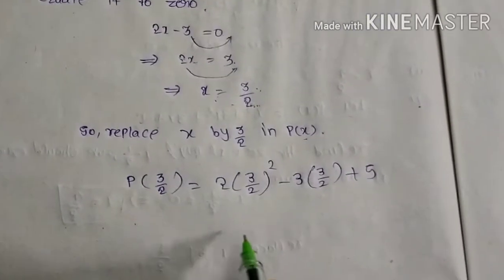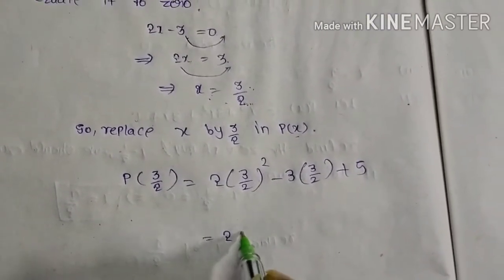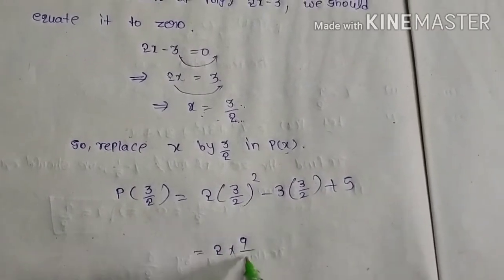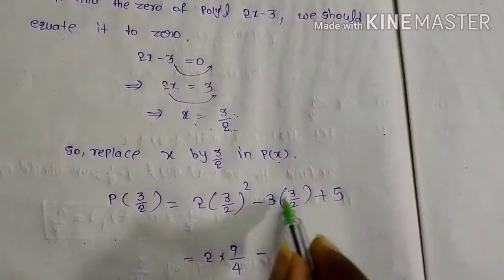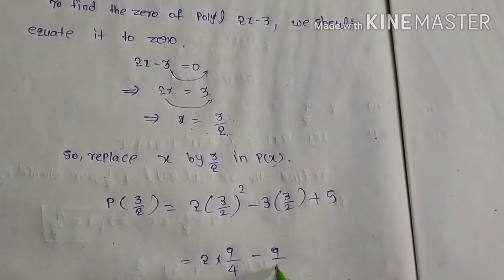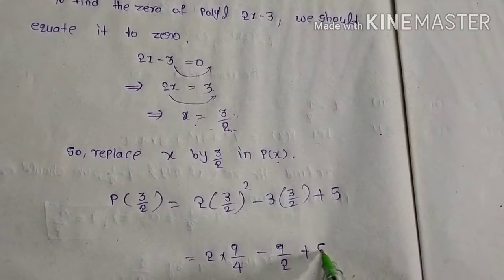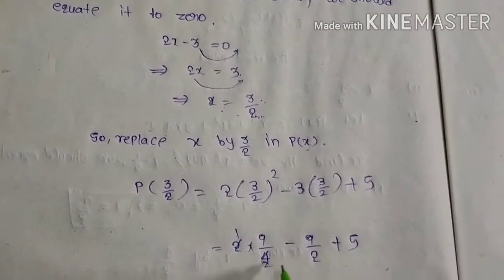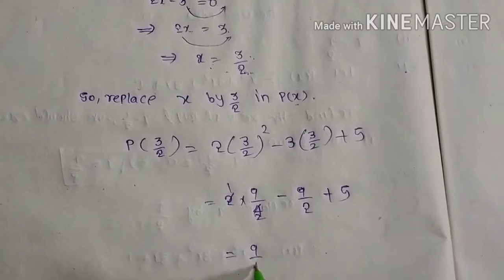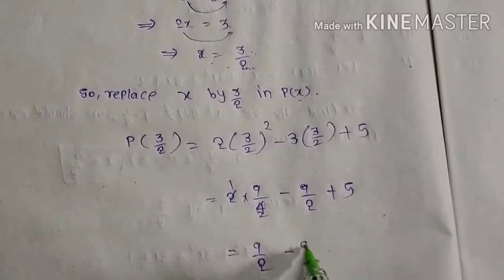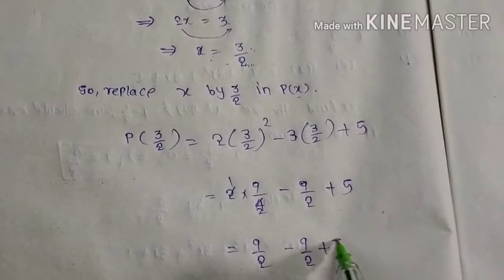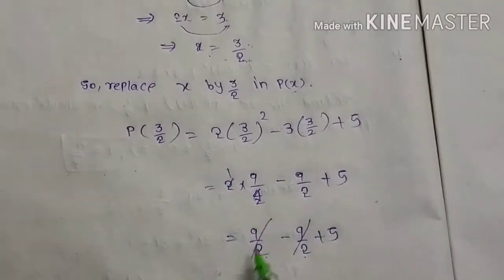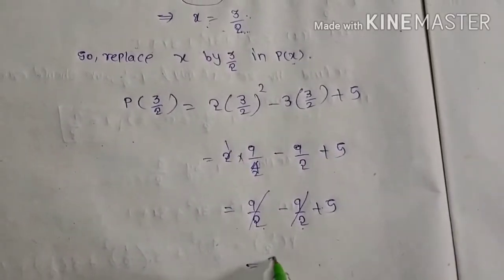See here you can see clearly. See here 2 into 3 square is how much? 3 square is 9. 2 square is how much? 4 only. Minus 3 into 3, 9 by 2, plus 5. Is it okay? Now you can see here 2 ones are 2, 2 twos are 4. That means you can see here 9 by 2 minus 9 by 2 plus 5. 9 by 2, this is minus 9 by 2. That means both will be cancelled. That means you are getting is how much?